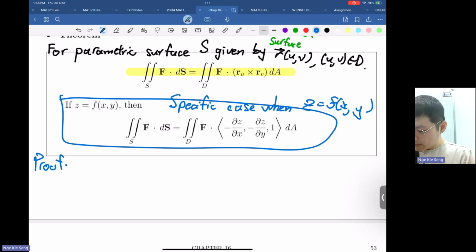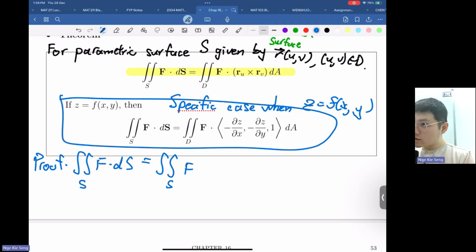Okay, let's derive this. Let's start with the double integral of the vector field. What's this? By definition, it is the double integral of F dot with the unique normal vector n, and then dS.